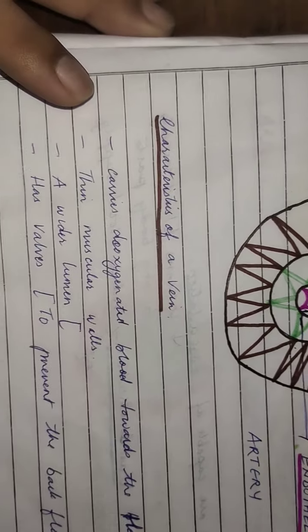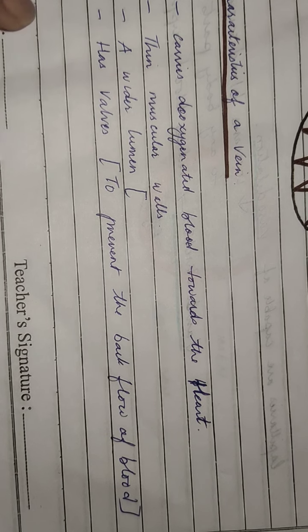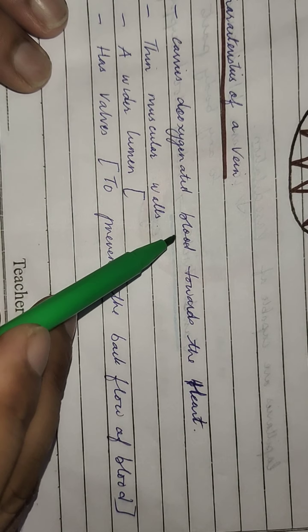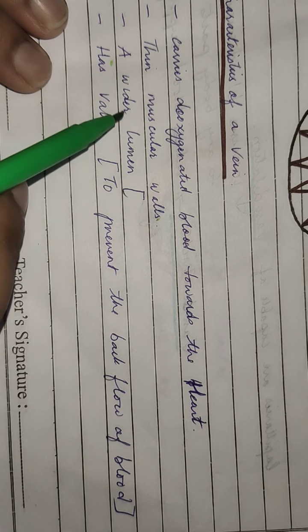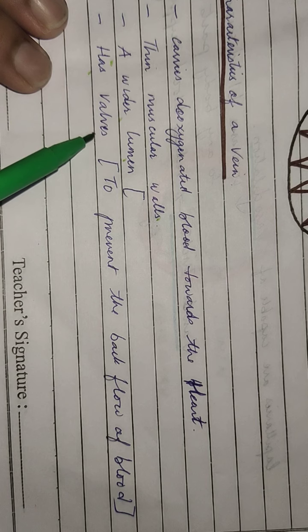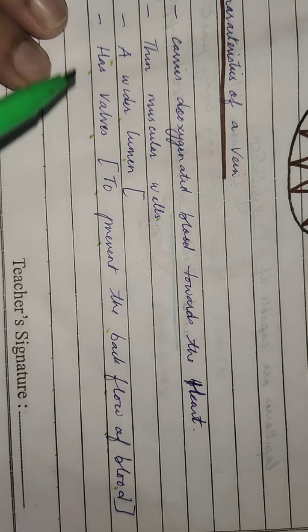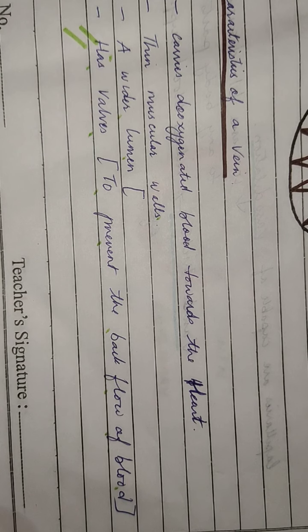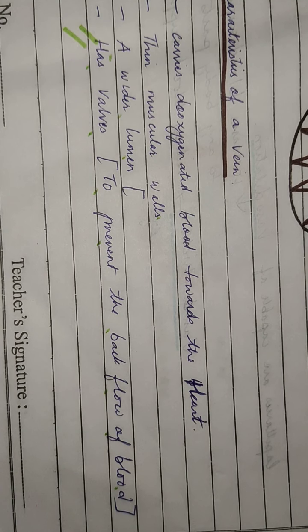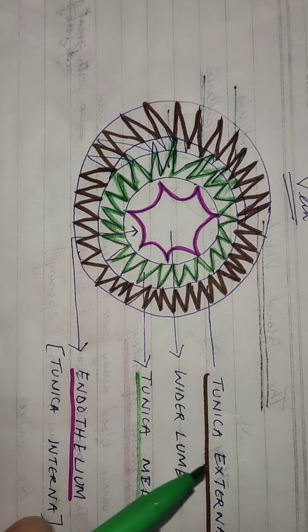Next, now characteristics of veins. Now it carries deoxygenated blood towards the heart, thin muscular walls, a wider lumen, has valves to prevent the backflow of blood. So these are the simple things they are going to ask you questions also. Why veins have valves, and why arteries have thick muscular walls. They have wider lumen. Same thing over here.